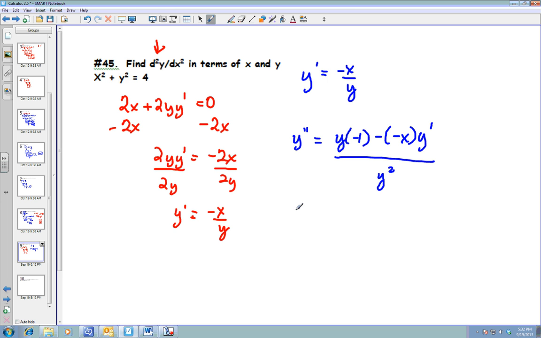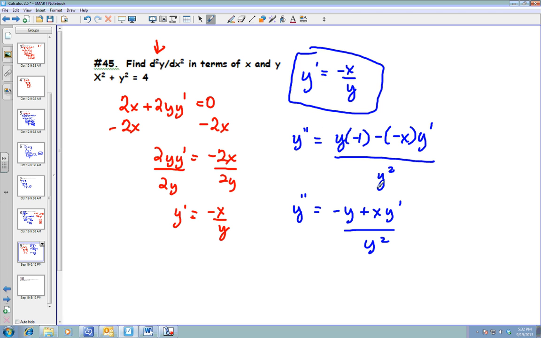Now I'm going to fix this a little bit. That's negative y plus x y prime over y squared. Okay, now here's the problem. I have y prime in my answer. I can't leave y prime in my answer because I know what y prime is. It's negative x over y. So I have to substitute this negative x over y in place of this right here. So I have y double prime equals negative y plus x times y prime, but that's negative x over y, all over y squared.